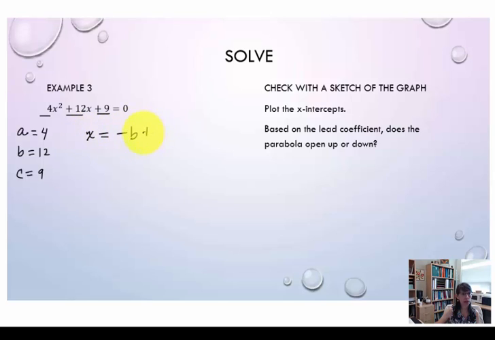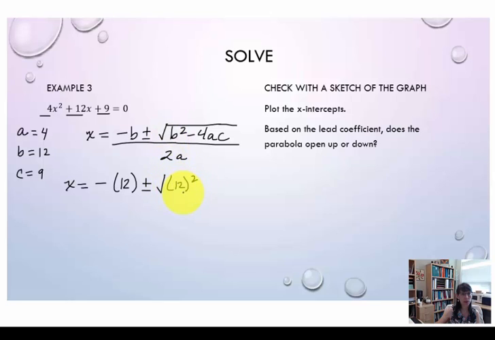X equals minus b plus or minus the square root of b squared minus 4ac, and those terms are all divided by 2 times a. Making our substitutions for a, b, and c, x would equal the opposite of b. This time b is a positive 12, plus or minus the square root of b squared, that means 12 squared, minus 4 times a, which is 4, times c, which is 9. All divided by 2 times a, so that's 2 times 4.